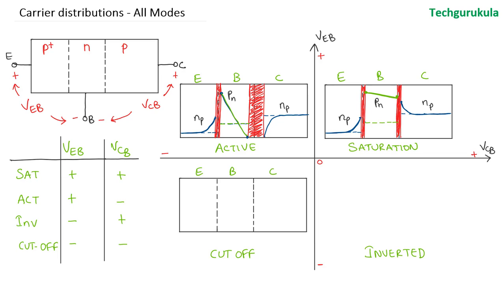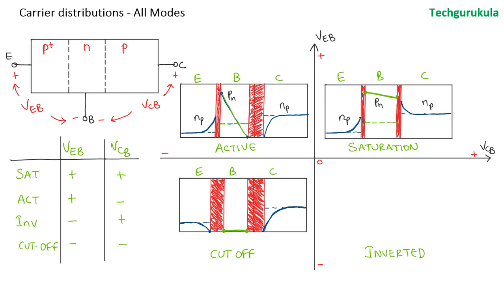Now coming to the cutoff region, both the junctions would be reverse biased, hence the depletion region widths would be higher on both sides. As these are reverse biased, the minority carrier concentration near the junction edge would be 0, hence the distribution would be like this on the emitter side. Similarly on the collector side as well. In the base region, near these depletion regions, it should be 0, and as the width is very small, the carrier concentration would be almost 0.